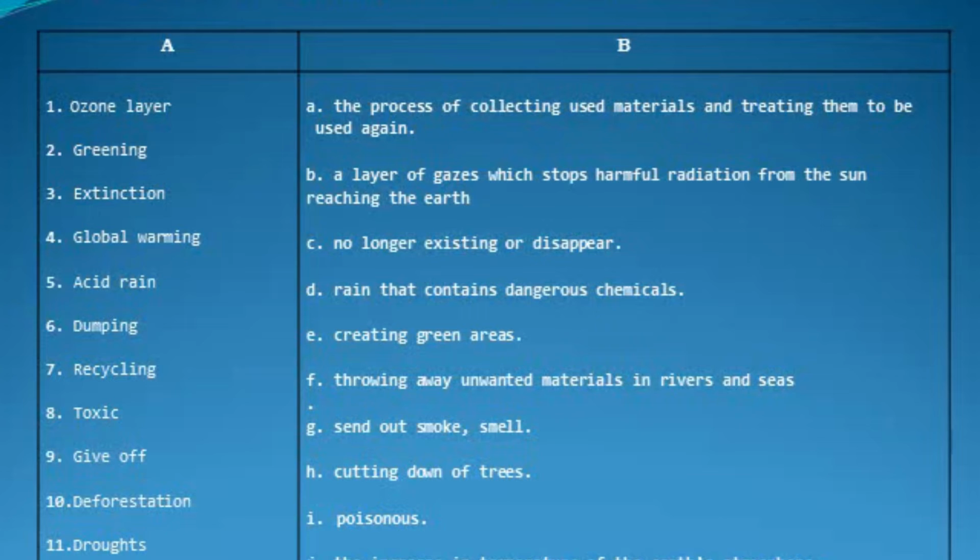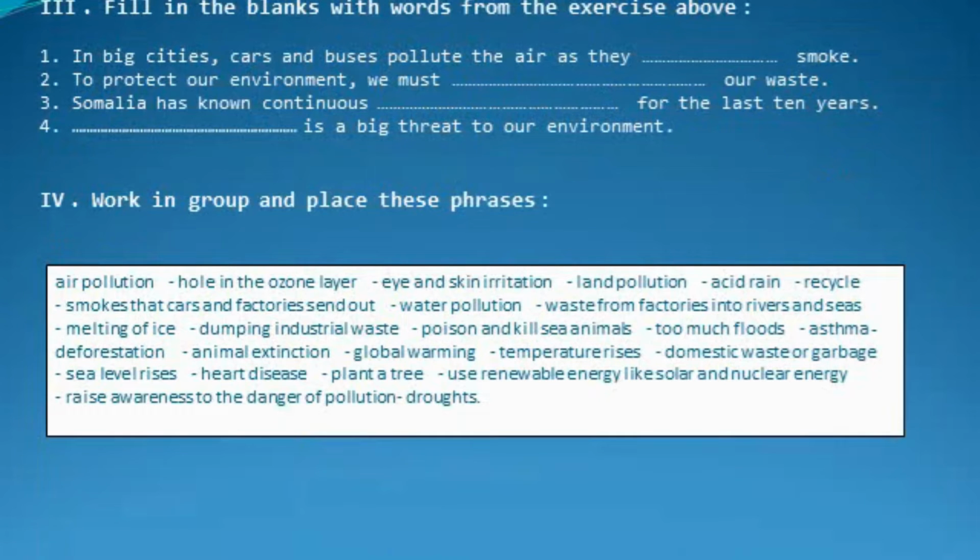Send out smoke or smell. Remember, give off from factories, from vehicles, etc. Cutting down of trees. This is deforestation. Poisonous is a synonym of toxic. Of course, it's toxic. The increase in temperature of Earth's atmosphere is global warming. This is a kind of definition of global warming. A continuous dry weather. This is droughts.